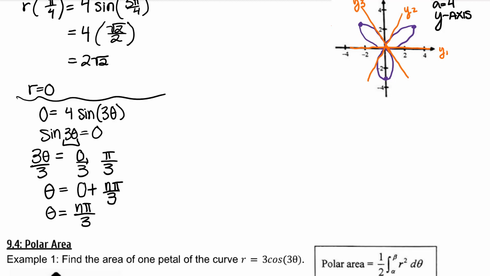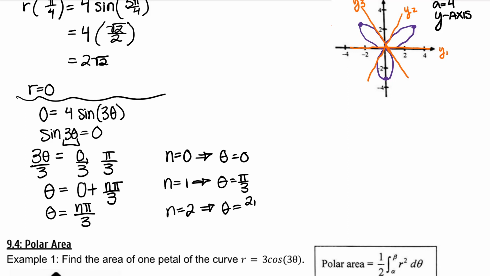I only have 3 tangent lines, so I'm going to start with the first 3 values of n, where n could equal 0, which makes theta equal 0. That looks like the slope of y sub 1. We have n equals 1, where theta would be pi thirds. That looks like the angle for y sub 2. When n equals 2, theta is 2 pi thirds. That looks like our last tangent at the pole. So we are done, because we only have 3 tangents at the pole.